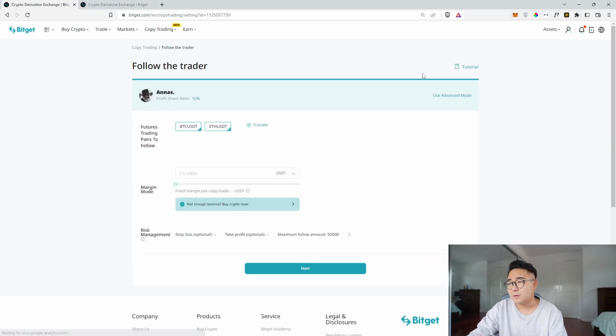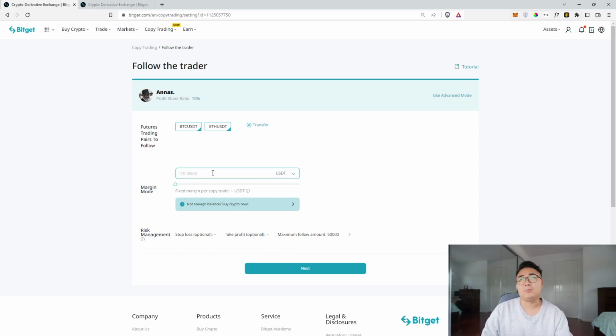Okay, so we're going to press copy now, and we can see what future trading pairs we're going to follow. He only trades Bitcoin and Ethereum, so these are the coin pairs that are available to be followed. You can follow by a fixed amount in margin, any number between $10 and $3,000 per trade.